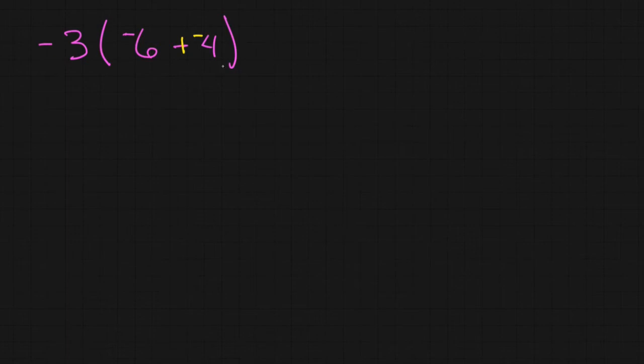Let's try two different strategies here. I'm going to say negative 6 plus negative 4. If I do the parentheses first, just like in the old PEMDAS days, I would end up with negative 10 in the parentheses. And I still have negative 3 on the outside. A negative 3 times a negative 10 is going to be positive, and 3 times 10 is going to be 30.